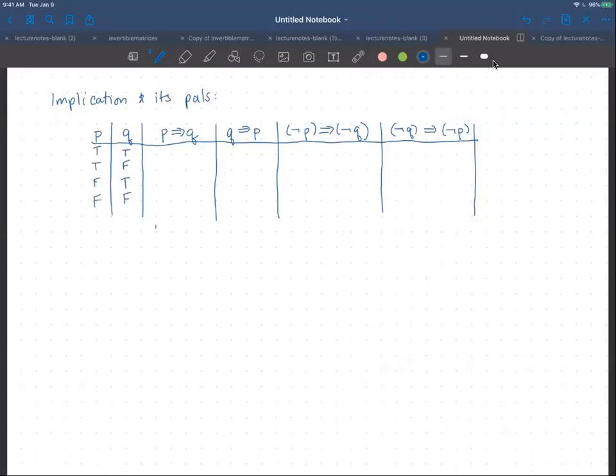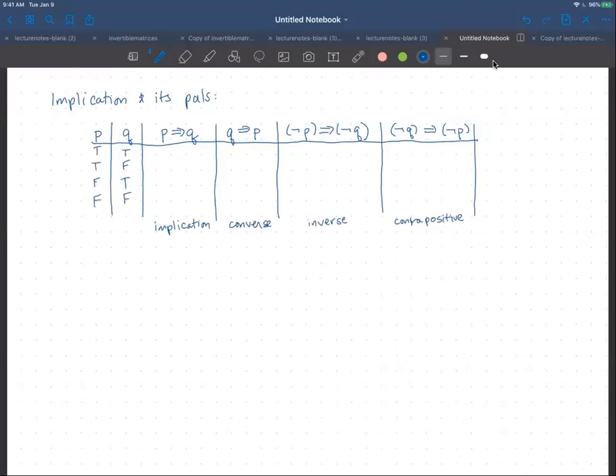So this is our original implication, P implies Q. If we switch the conclusion and the premise, we get something called the converse. If we negate the premise and negate the conclusion, but leave them in place, we get something called the inverse. And if we negate the premise, negate the conclusion, and then swap their roles, we get something called the contrapositive. So let's see what happens as we work through the truth tables here.